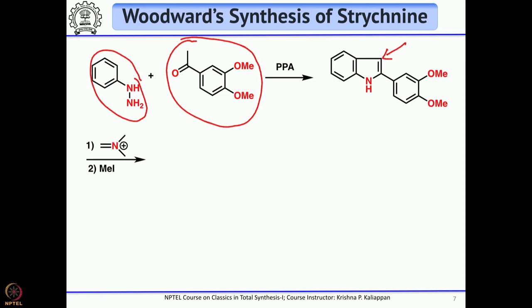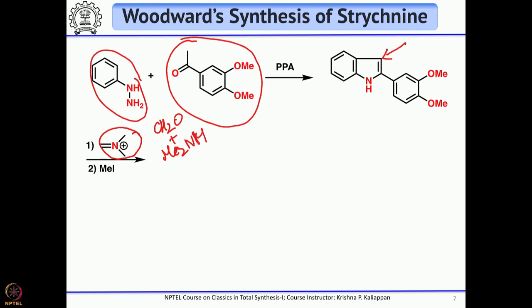So what he did, he used a Mannich reaction. This is obtained from formaldehyde, dimethylamine and HCl. This is the standard intermediate for the Mannich reaction.